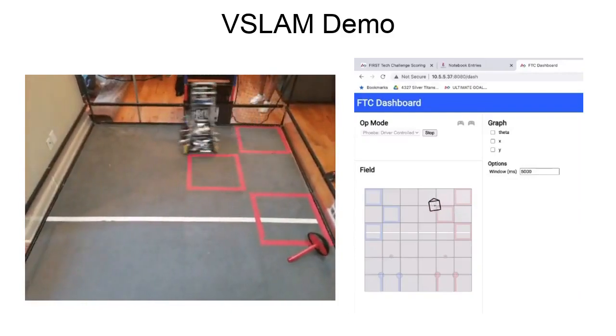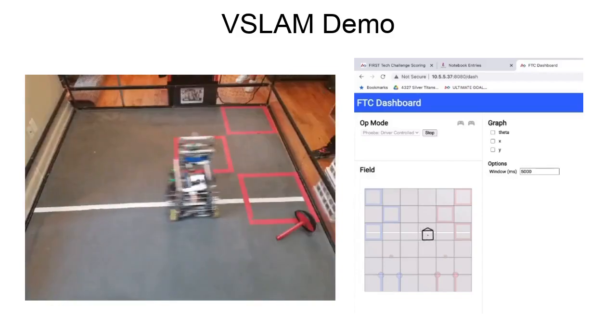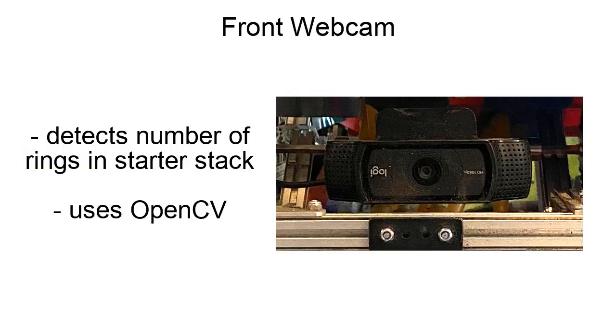On the right, you can see the V-SLAM camera tracking the robot's position as it moves in a square. The front webcam is used to detect the number of rings in the starter stack. We use OpenCV to determine the amount of yellow, which is the color of the ring, that it sees. This allows us to deliver the wobble goal to the correct target zone in autonomous.